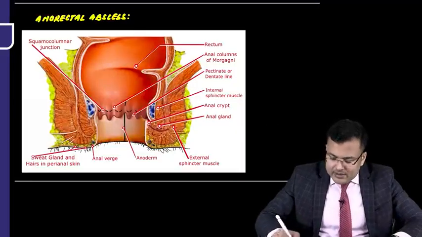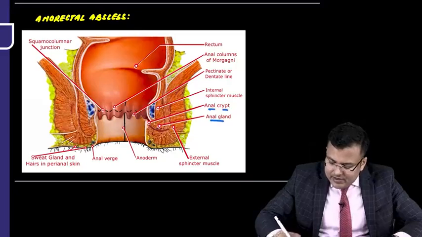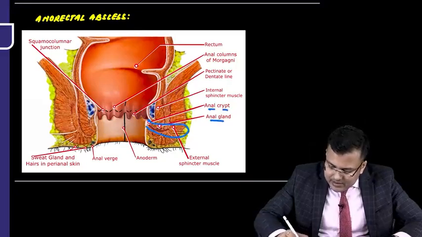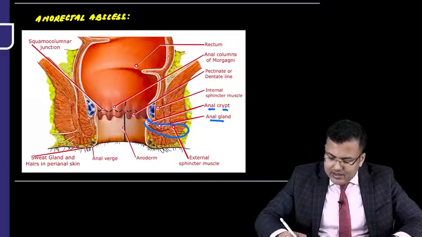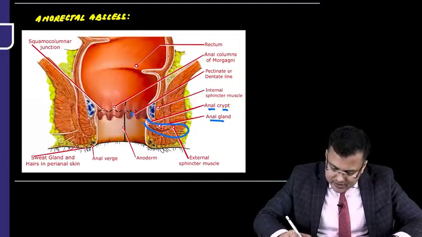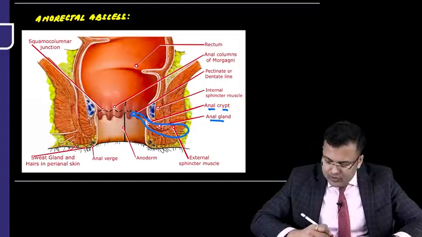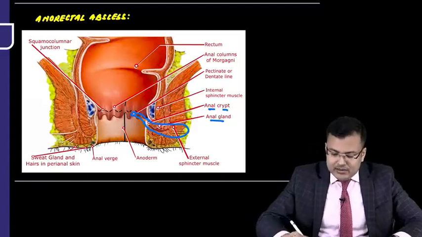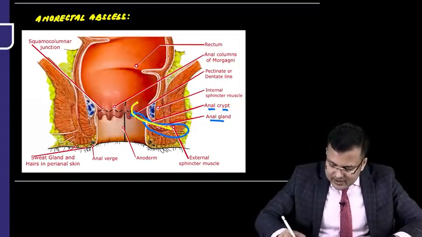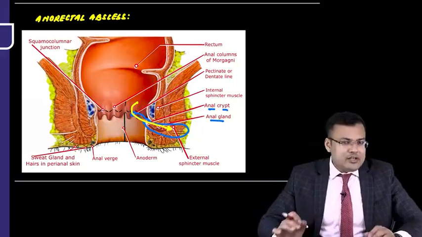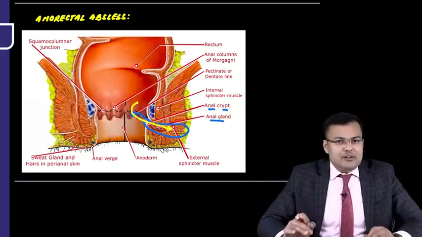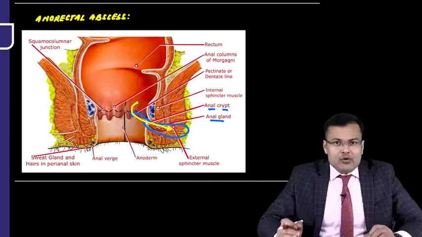Now, see anorectal abscess. You can see here, this is the anal crypt and this is the gland. This is the dentate line. It is having an opening here. This is known as the crypt of Morgagni. So what happens? Sometimes infection reaches the anal gland. Whenever infection reaches the anal gland and there is formation of pus, this leads to anorectal abscess.